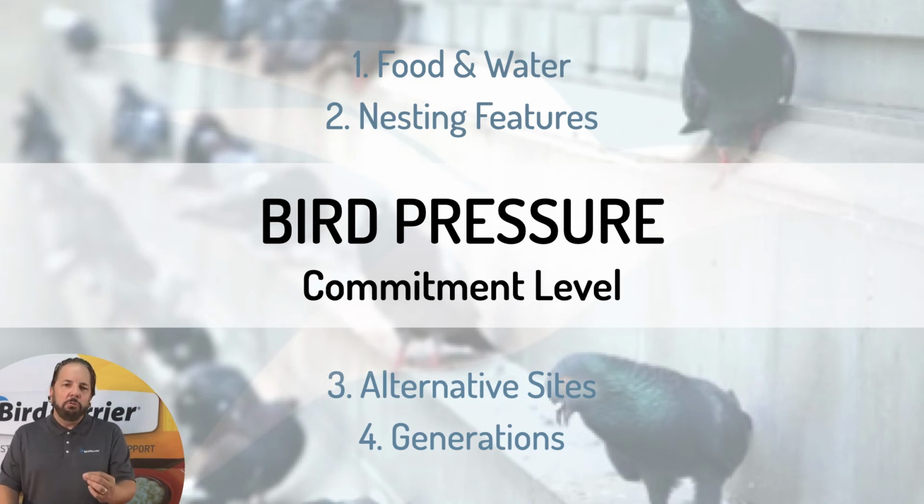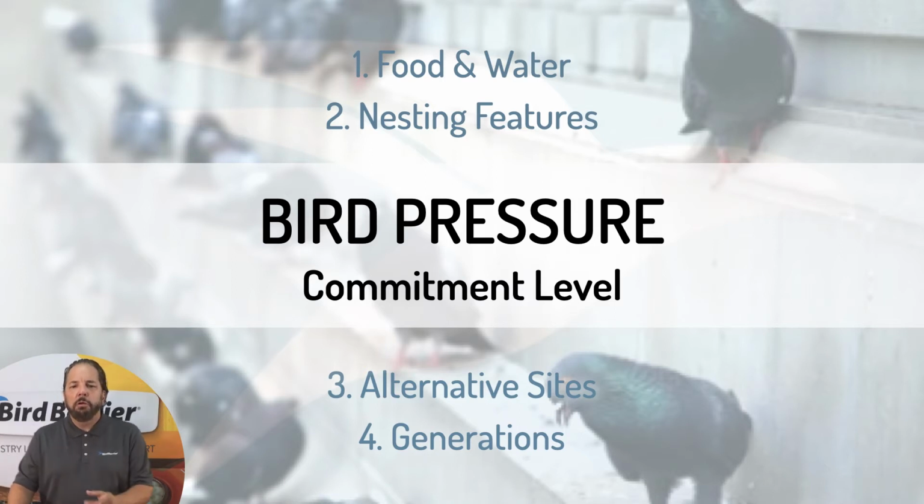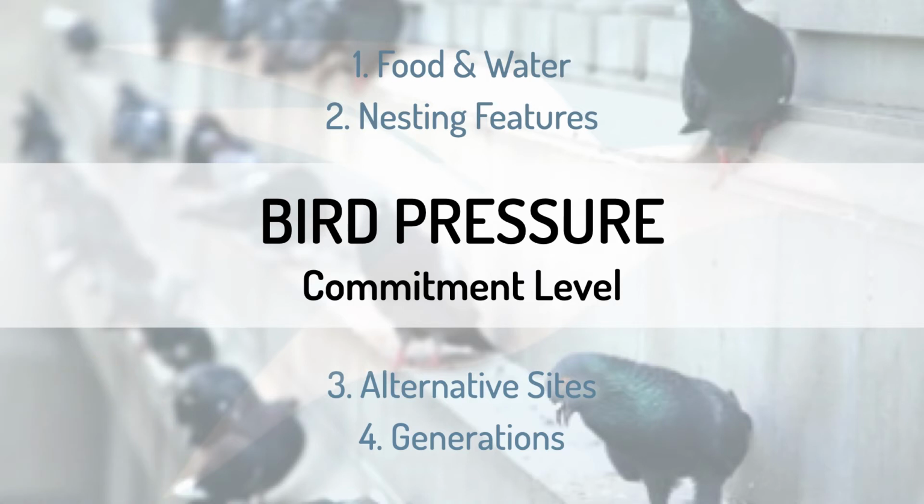Now, number one and number two are the most typical problem that you're going to face and need to address in the world of bird control. Now, the other two factors below here, we see alternate sites and then generation. What we mean by alternate sites is when we exclude a bird from a property and try to get them to relocate. If there are not easy access areas around that property for them to move to, you're going to have higher pressure for them to reclaim their existing spot.